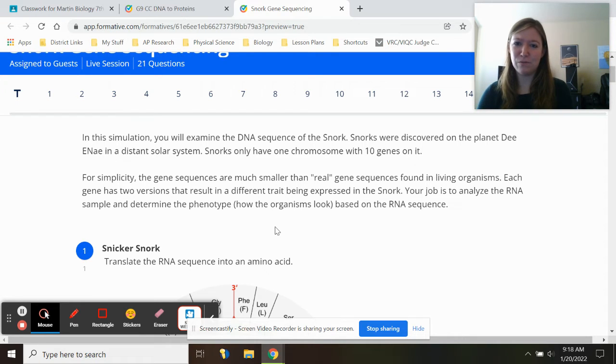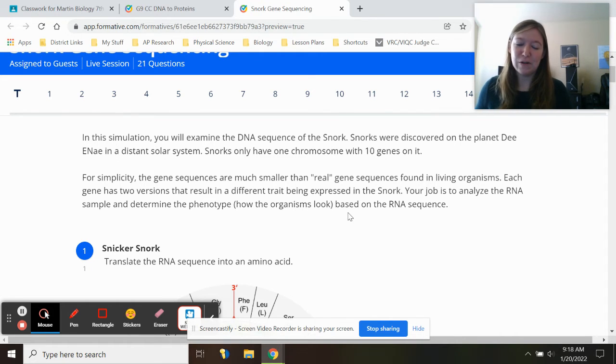So just to let you guys know, you have a lot more genes, like a ton more genes. And your chromosomes are vastly more complex. Instead of just having one with 10 genes, you have 23 pairs of them with millions of genes. But because the snorks are simple creatures, we're going to pretend like this is how it is.